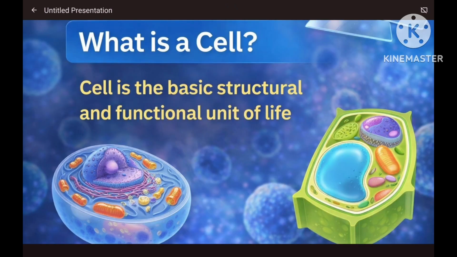So let's talk about the definition of cell. Cell is the basic structural and functional unit of life. Life here means living organisms that exist on earth. So all living organisms have a basic unit called cell. Organisms can be a very small amoeba or a very large elephant or a giraffe. All are made up of cells. The difference is that some have only a single cell like amoeba, while others like humans have millions and trillions of cells in our body.